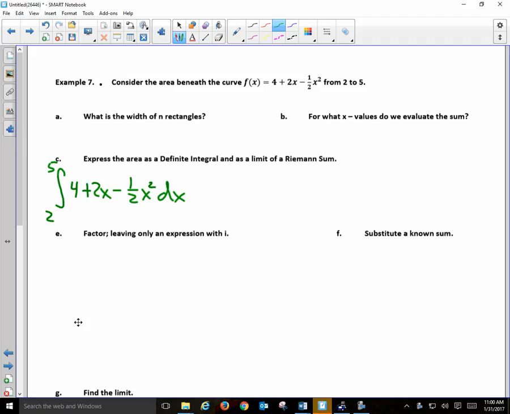But if we want to write that as the infinite limit of Riemann sums, we have to start with the width of n rectangles. 5 minus 2 over n is 3 over n. Very good. It's all shifted over 2 units. So the x values, or x of i, is going to be equal to 2 plus 3i over n.